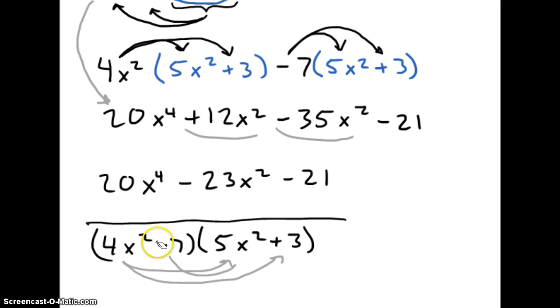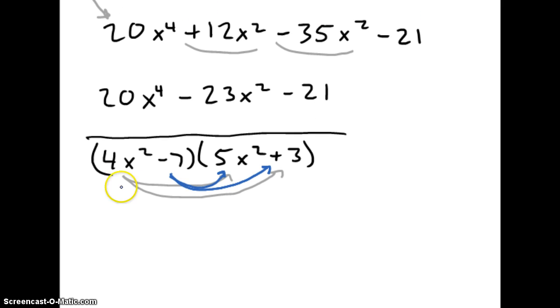I might do that in a different color. So I'm again going to take a shortcut on my steps: negative 7 times 5x squared, and then I took negative 7 and multiplied it by this positive 3. So I'm going to distribute that over there. So overall, what I'm doing is taking 4x squared and multiplying it by everything in the second binomial.